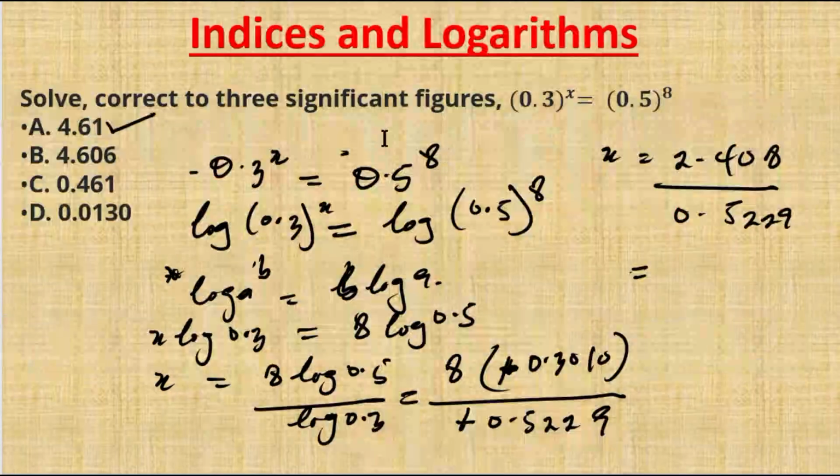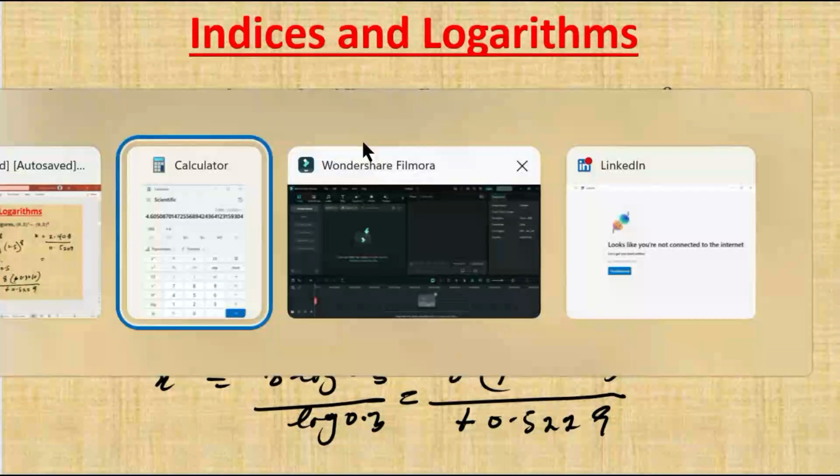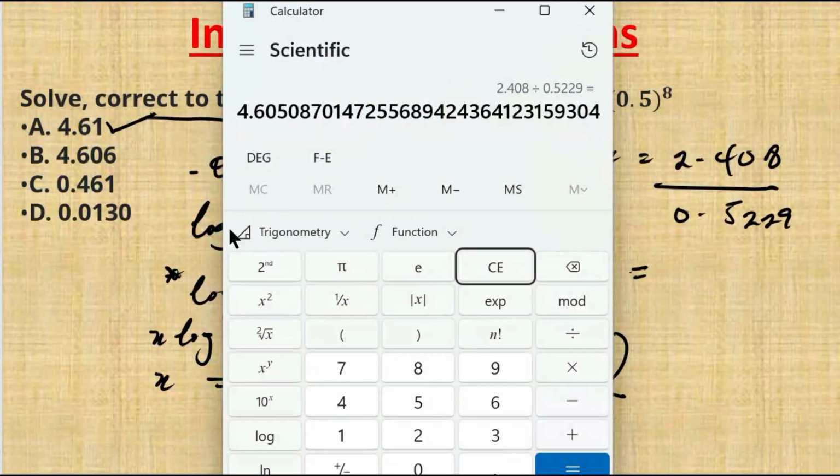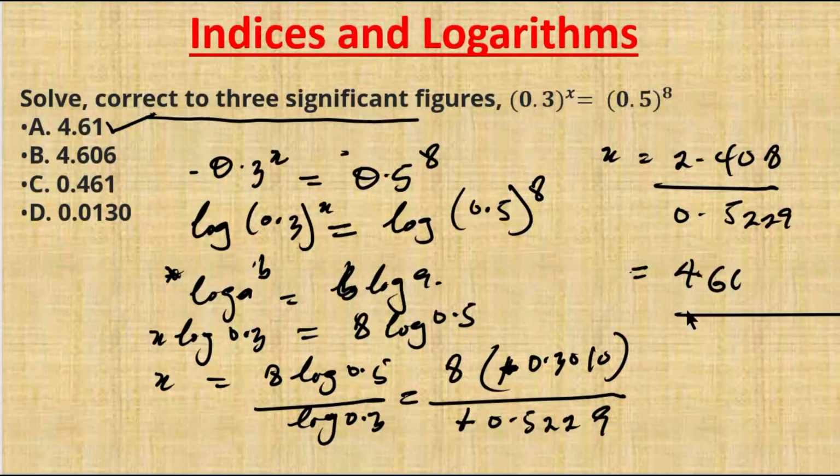0.461. Now, the question wants me to solve correct to 3 significant figures. Take note of this. It wants me to solve correct to 3 significant figures. So I have to write it correct to 3 significant figures. Or approximate, if you approximate 4.6, the next one is 0. 3 significant figures, I'll approximate my 5 to become 1. So the correct answer here is 4.61.